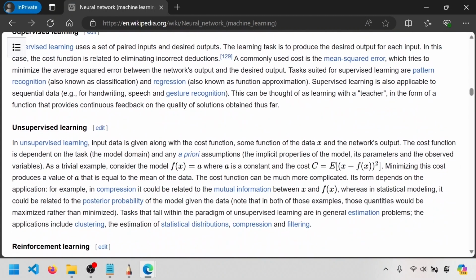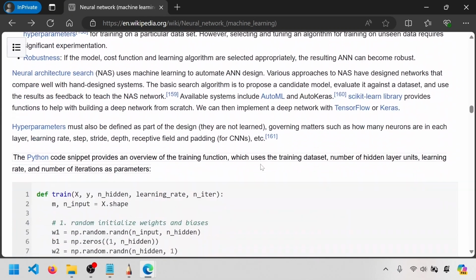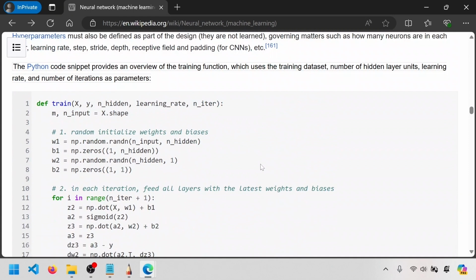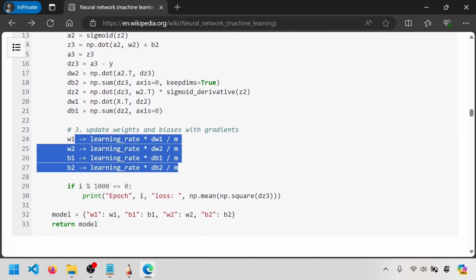There is supervised learning, unsupervised learning, all the details. It's a pretty big article out here. There's a Python sample to implement some of these things we discussed. This is weight and bias, things like that.